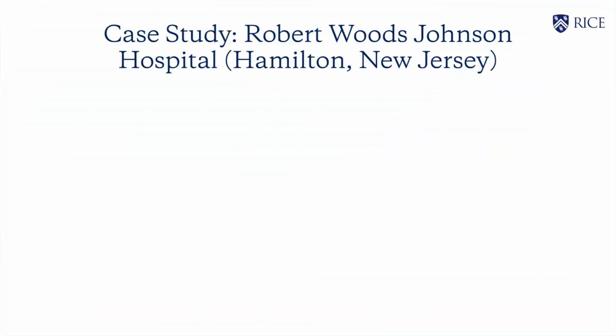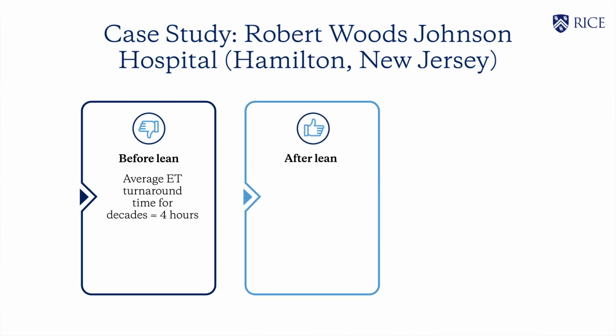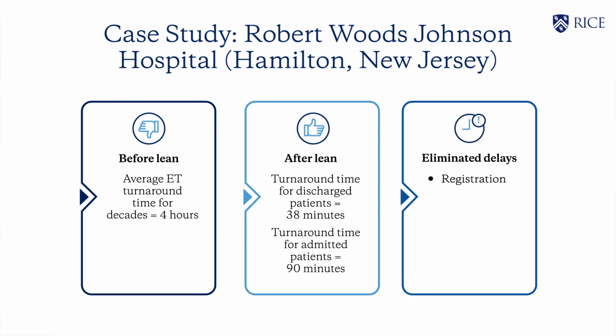At the Robert Wood Johnson Hospital, a large hospital in Hamilton, New Jersey, the average ED turnaround time was 4 hours, and this had been unchanged in decades. After implementing a Lean process, they got their turnaround times down to 38 minutes for discharged patients and 90 minutes for admitted patients. They accomplished this by eliminating delays between registration, triage, exam, lab, imaging, discharge, and others.